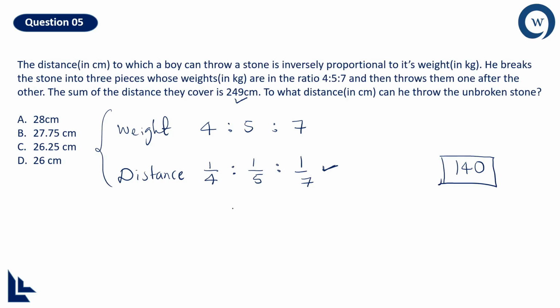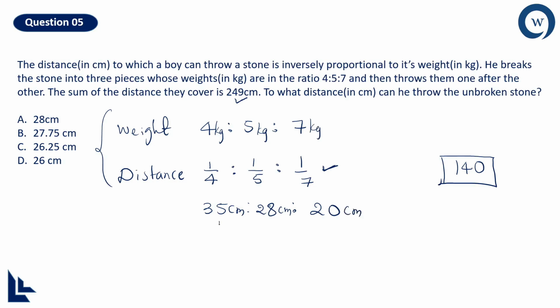What is 140 divided by 4, or 1/4 into 140? How much is the value? 4 into what will give you 140 is the question. See, 4 into 30 is 120 and extra 20 is there, which means 5. This will give me a 35, and then the second value will be 28 and the third value will be 20, which means 4 kg stone will travel 35 centimeter. 5 kg stone will travel 28 centimeter. And 7 kg stone will travel 20 centimeter.